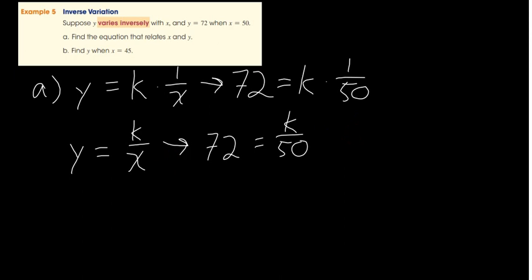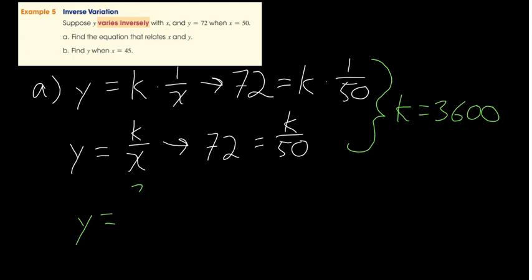And if I do that, 72 times 50 is 3,600. So in both cases, k is equal to 3,600. Okay. All right, so anyways, that's what k is equal to. So my equation is going to end up being y is equal to 3,600 over x. Right, that's my equation for a.